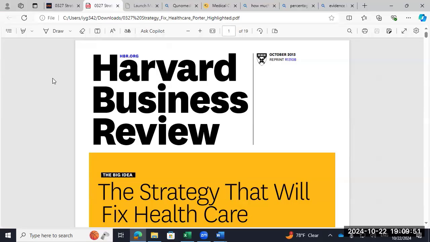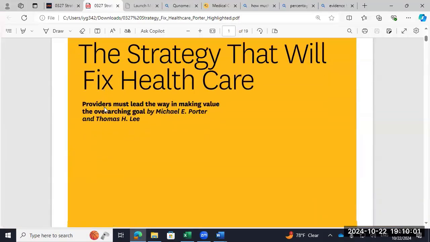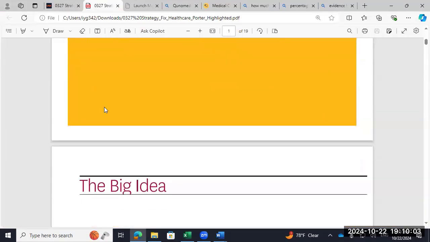I get this a lot. The first paper they write is really good, and then the next ones are just not written as well. This one's really, really well done. Good old Michael Porter, you know Michael Porter from Porter's Five Forces and Value Chain Management.